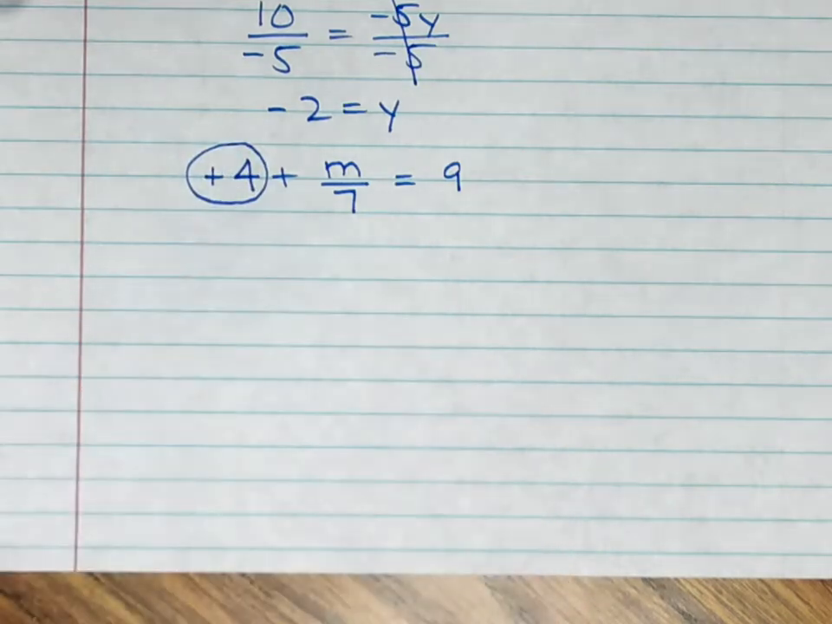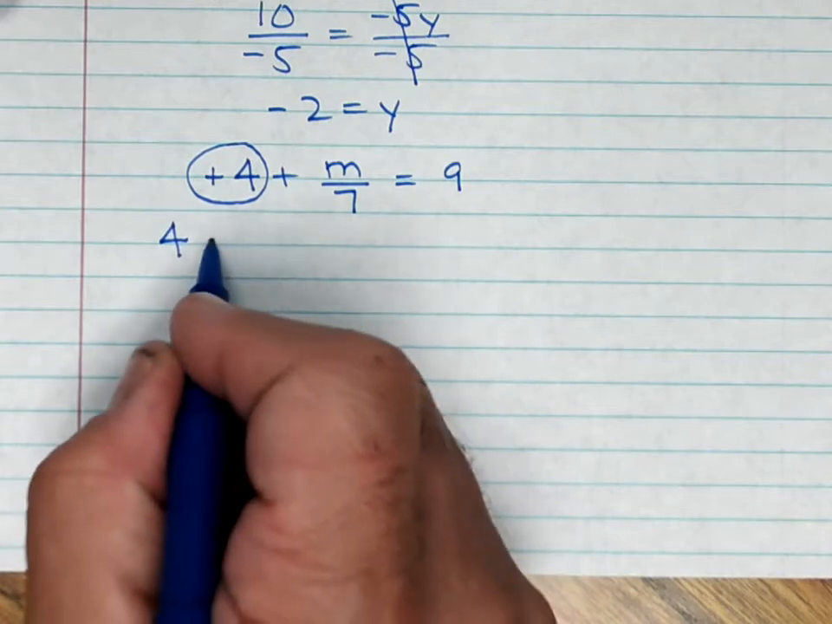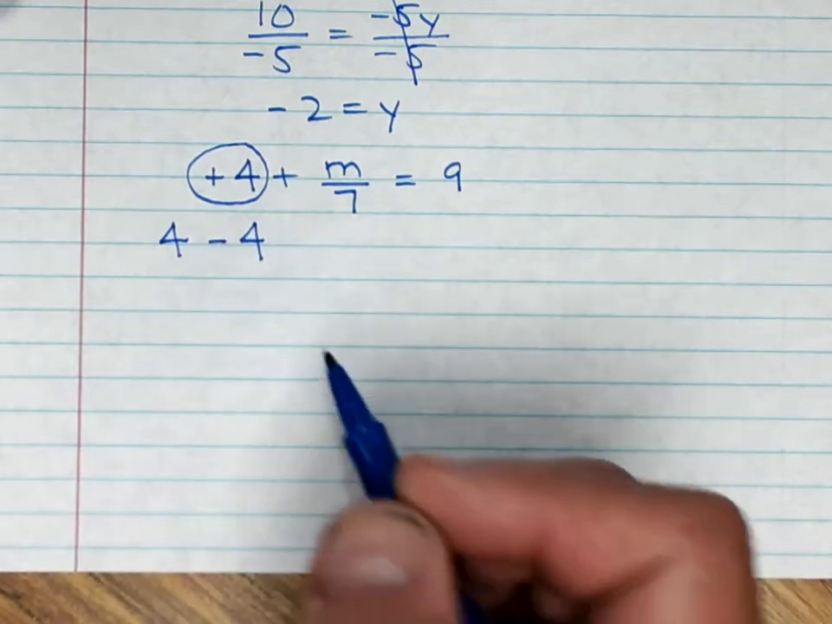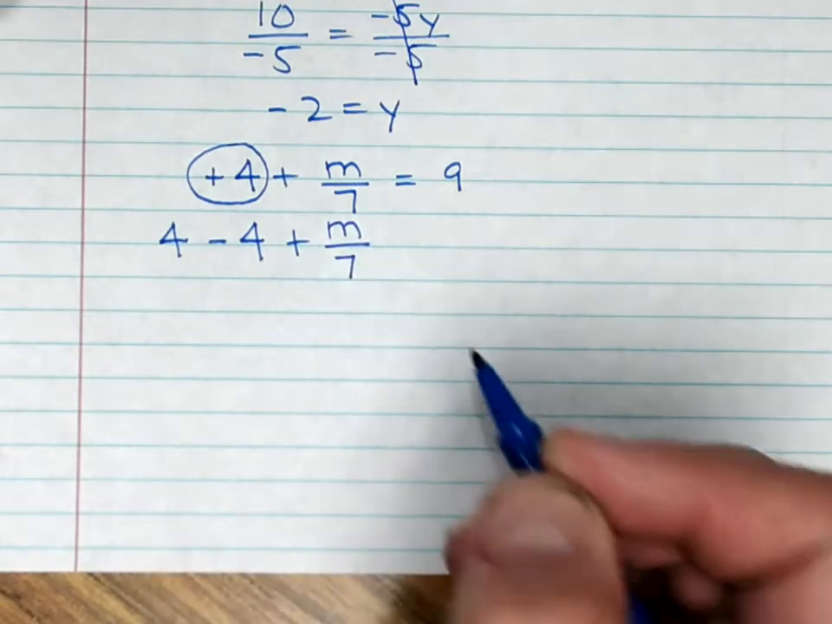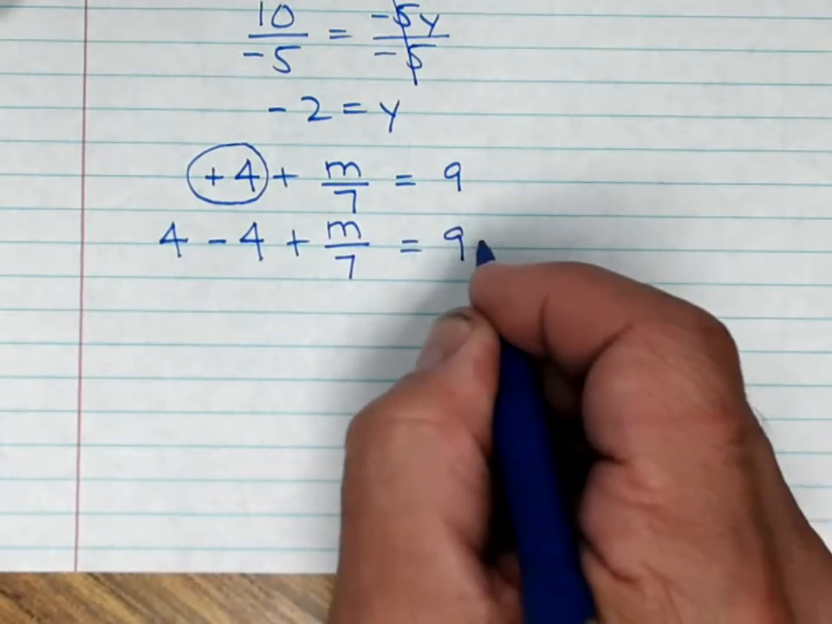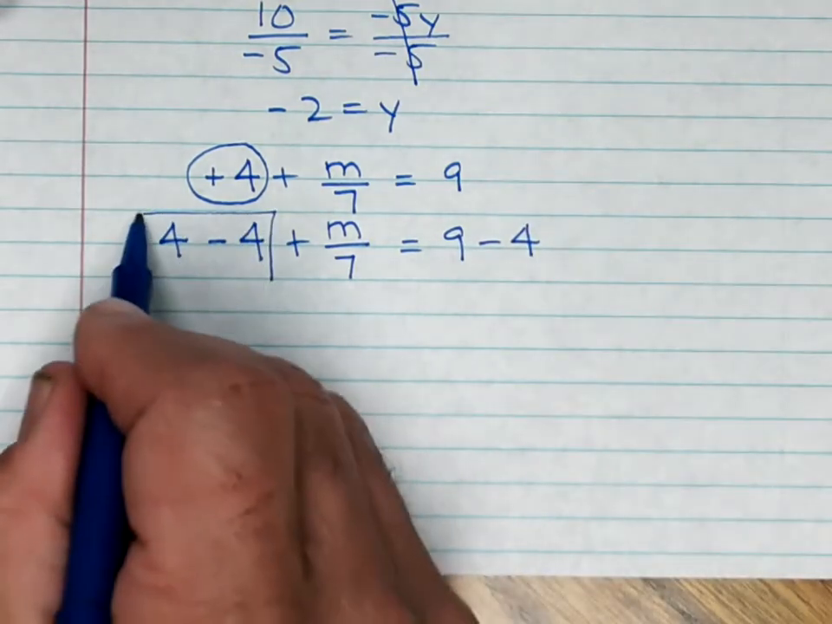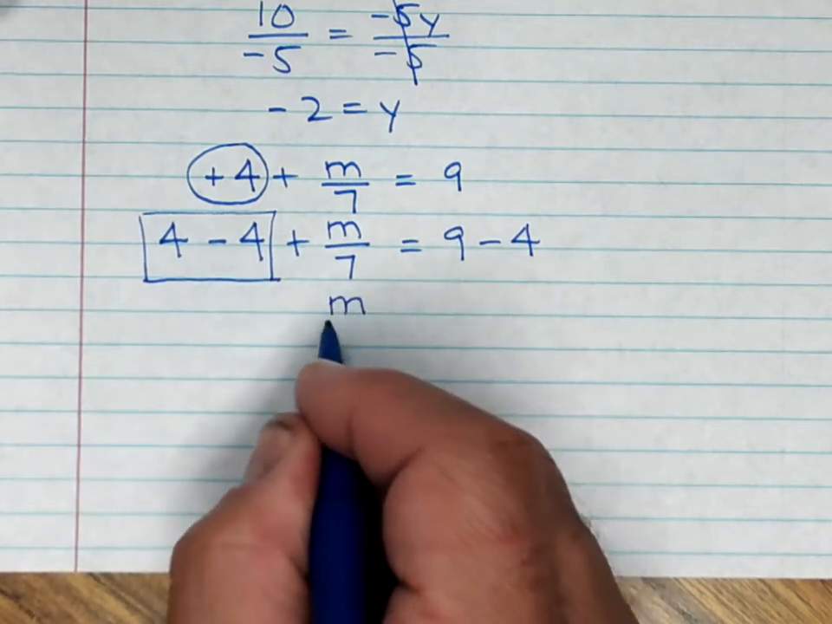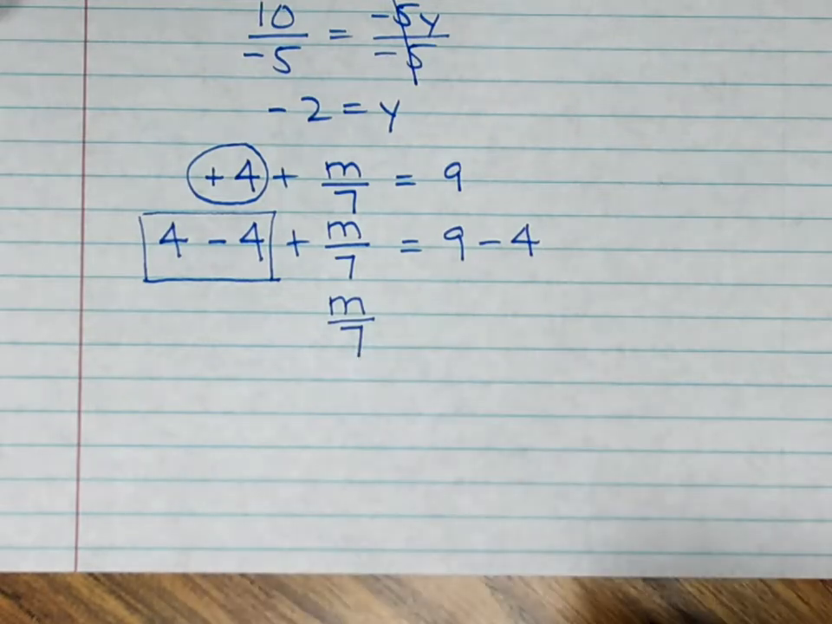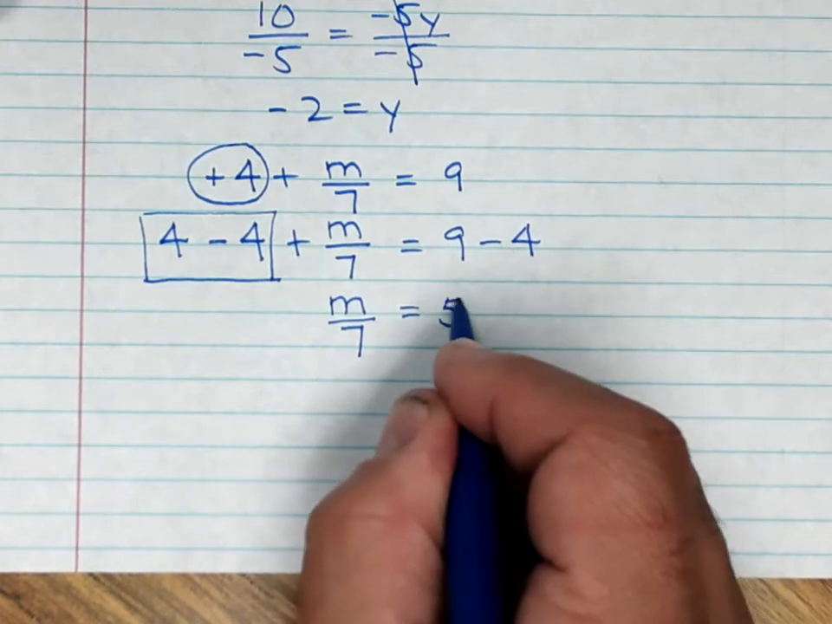The opposite of positive 4 is negative 4. So we are going to write our positive 4, and follow that with our negative 4. Then there's our positive m divided by 7, and that's equal to 9 minus 4. Again, these two are additive inverses, leaving us with 0. And 0 plus m divided by 7 is m divided by 7. And then 9 minus 4 is 5.